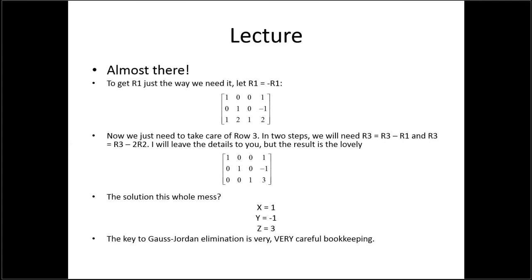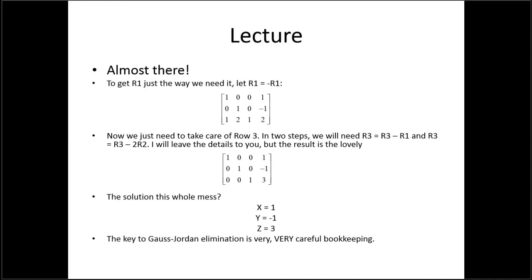Okay, so we are almost there. We want to let row 1 equal -1 times row 1, which again is totally permissible. We can always multiply or divide an entire row by a non-zero number. One more step and we have an identity matrix. And this is a beautiful thing because you need to do nothing else. You can just read off the solutions: x equals 1, y equals -1, z equals 3.